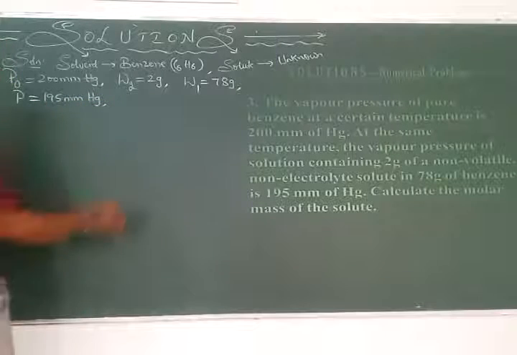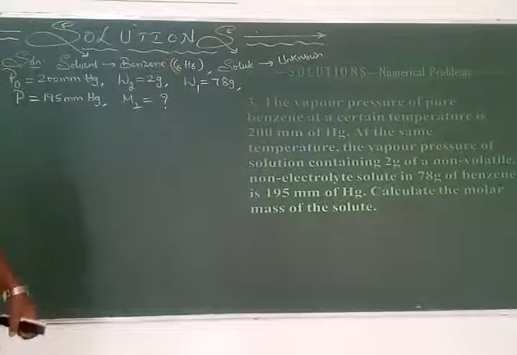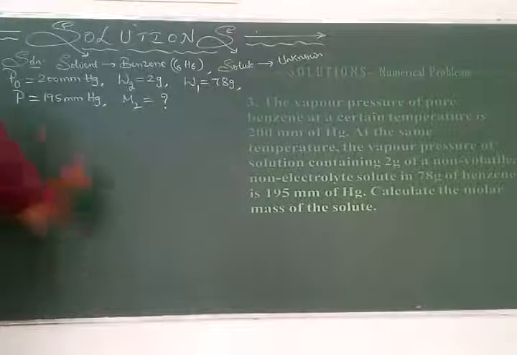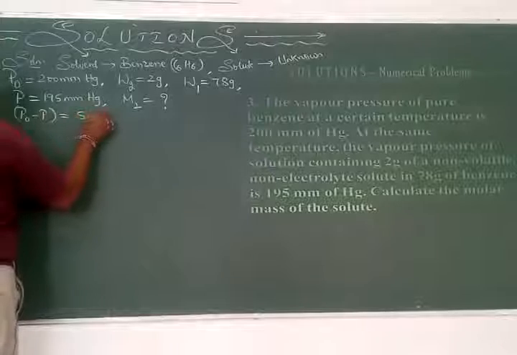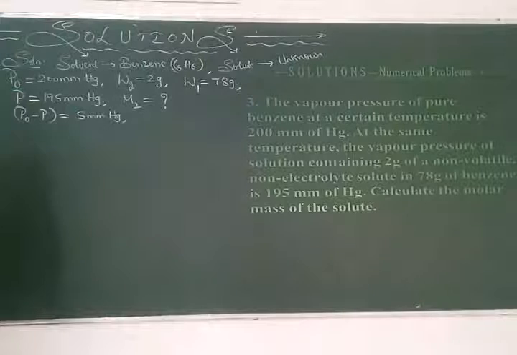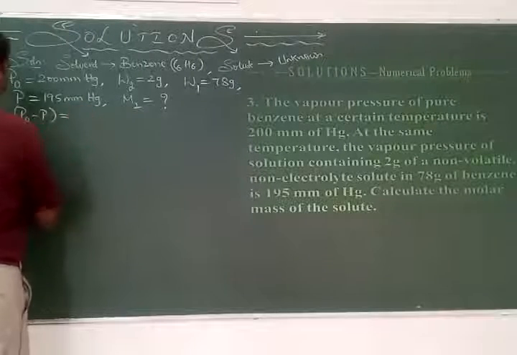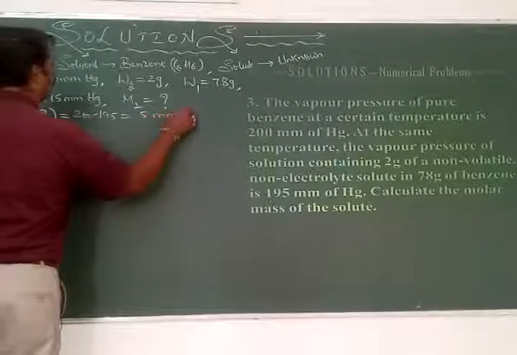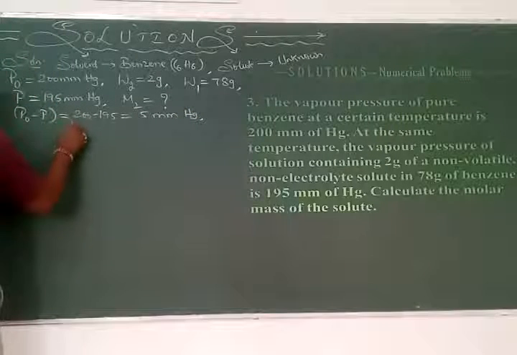If this be the case, calculate the which mass? Molecular mass of the solute. What is the symbol for the molecular mass of the solute? It is M2. Okay. So here, what is P naught minus P? Directly I will mention that. Can I say that it is 5 mm of Hg? Because 200 minus 195 is equal to what? 5. So I will mention 200 minus 195, that is equal to 5 mm of mercury.